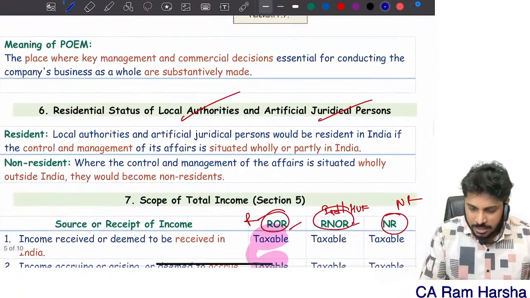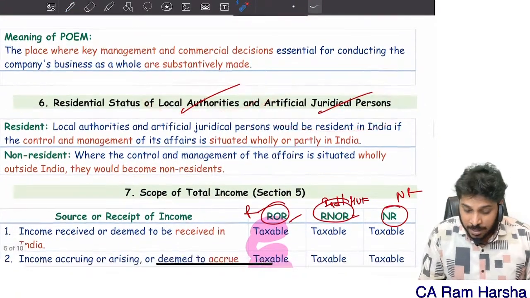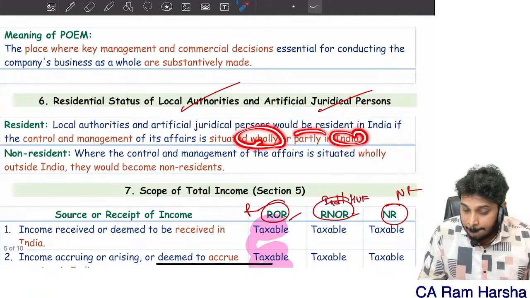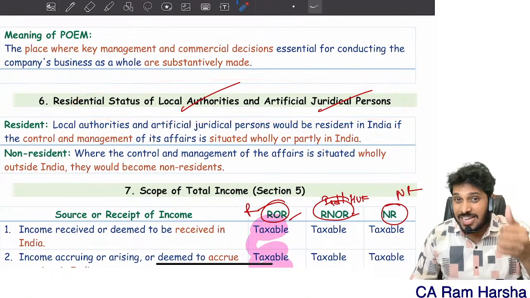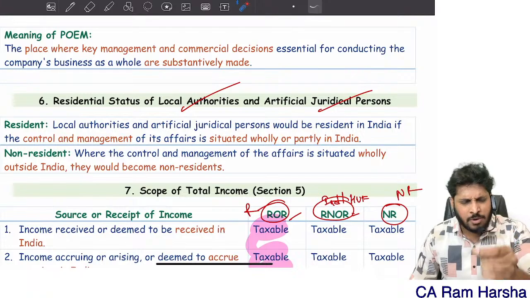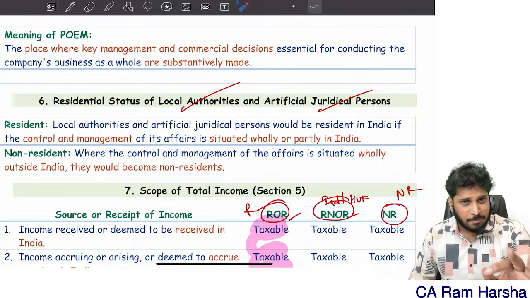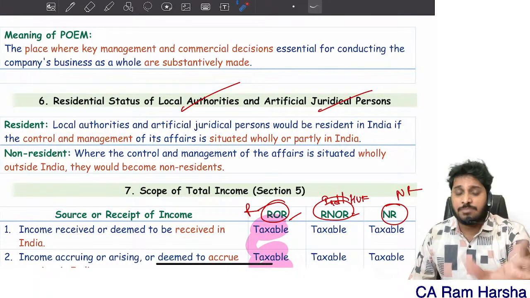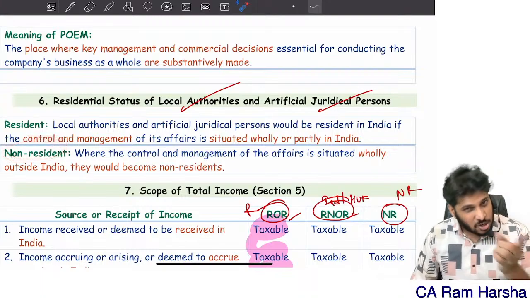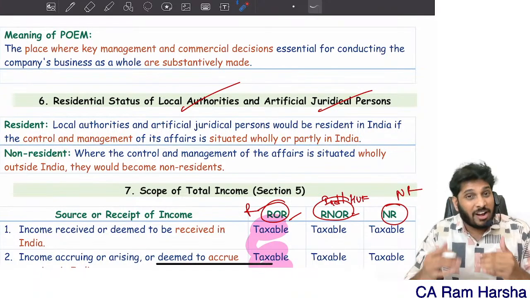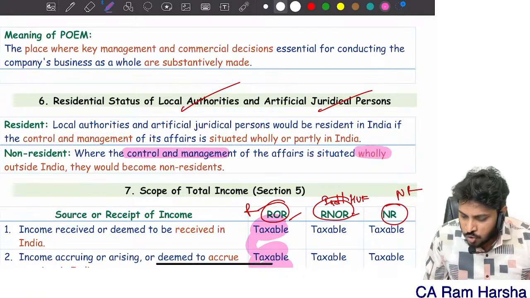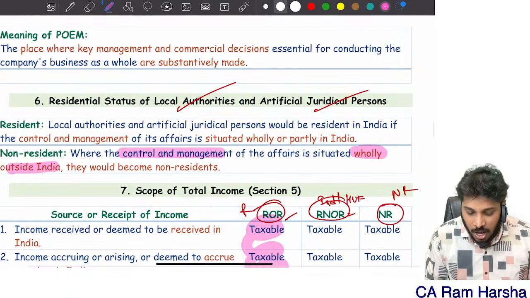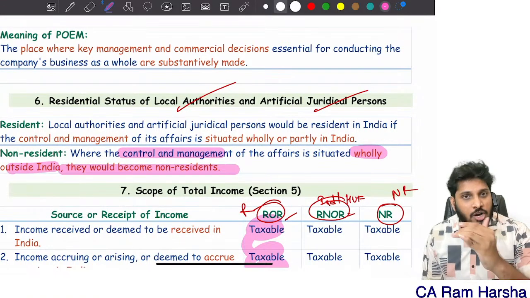You see, for the residential status of local authorities, AJP, if it is wholly in India or partly in India, it's a resident. The same logic is applicable for LLPs, firms, AOP, BOI, everybody except company, HUF and individual. When is it a non-resident? Very simple. If control and management is wholly, 100%, outside India, then they will become non-resident.